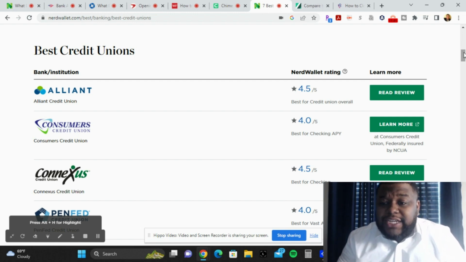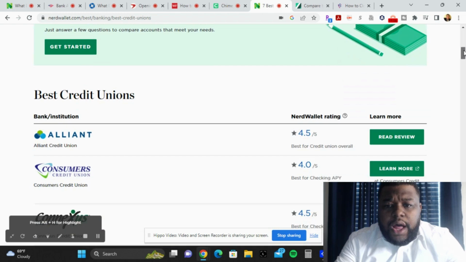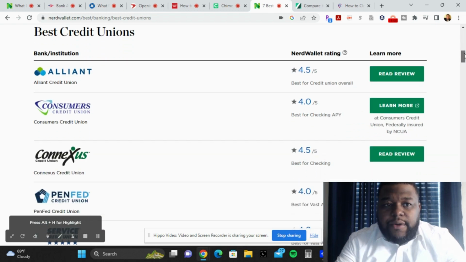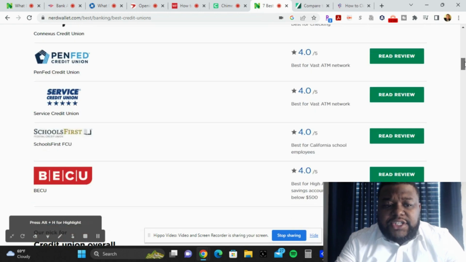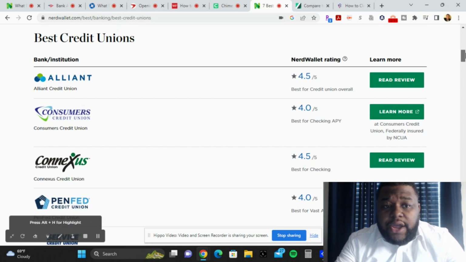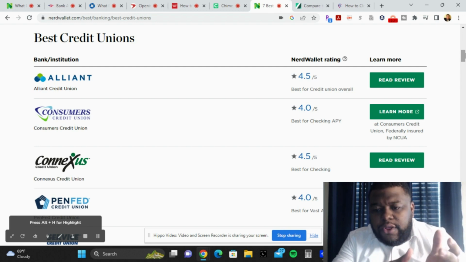And then whenever it's time to buy a house or a car, go through the credit union, and the credit union will actually give you favorable interest rates. And so right here, I did research on the seven best credit unions for 2023. The seven best credit unions for 2023, as per NerdWallet, are Alliance Credit Union, Consumers Credit Union, Connexus Credit Union. And I've actually heard of Alliance Credit Union. I'm based out of Houston, Texas, so I use Members Credit Union. But here in Houston and Texas, there are many credit unions that you could think of.